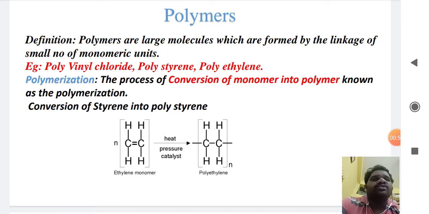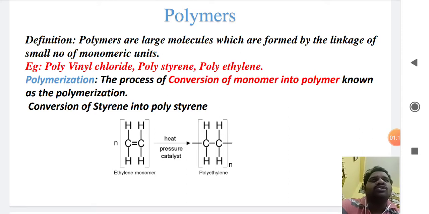Coming to the definition, polymers are large molecules which are formed by the linkage of a large number of monomeric units. Okay, this is the definition of polymers. Before we understand the definition, first of all we should know about monomeric units. Monomers are nothing but repeating units. So without the monomer, there is no formation of the polymer.